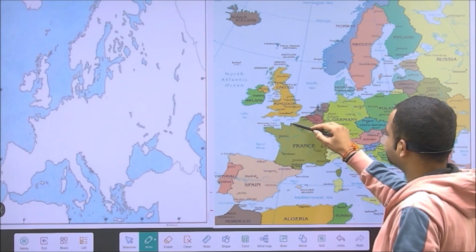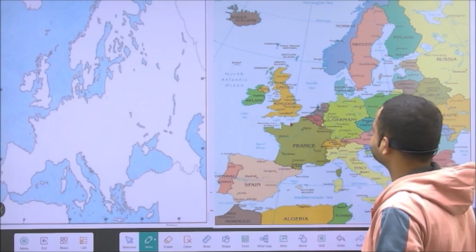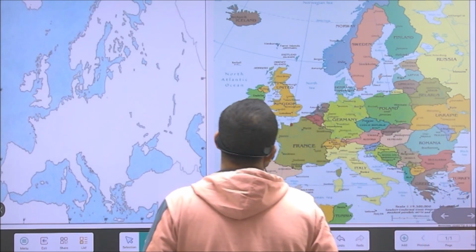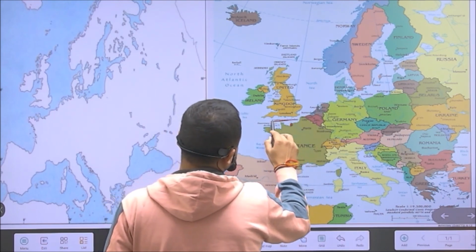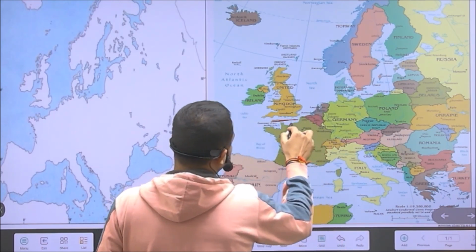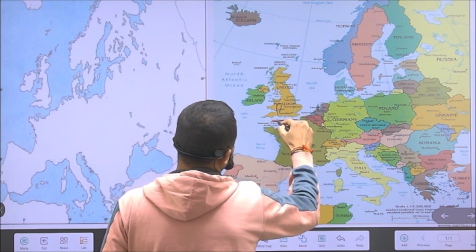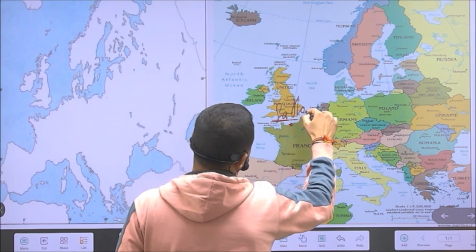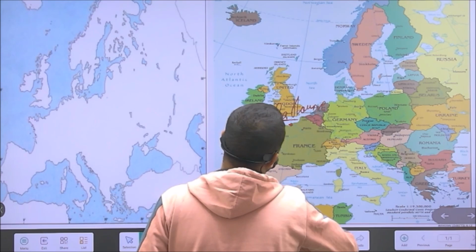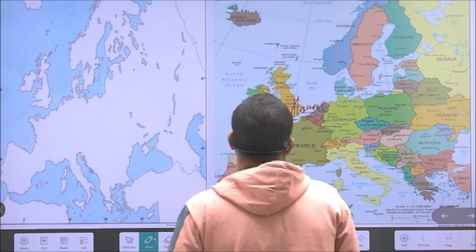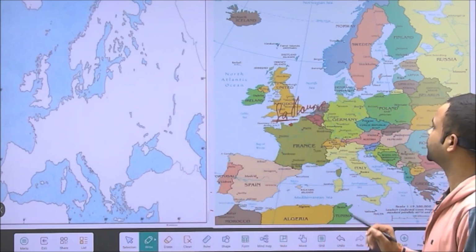The Seine river basically lies on the English Channel. It is the English Channel, I have discussed earlier, and in this place Le Havre is situated, and it is an important seaport of France.